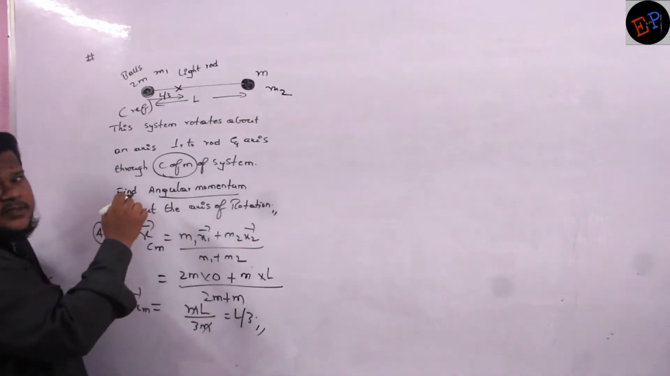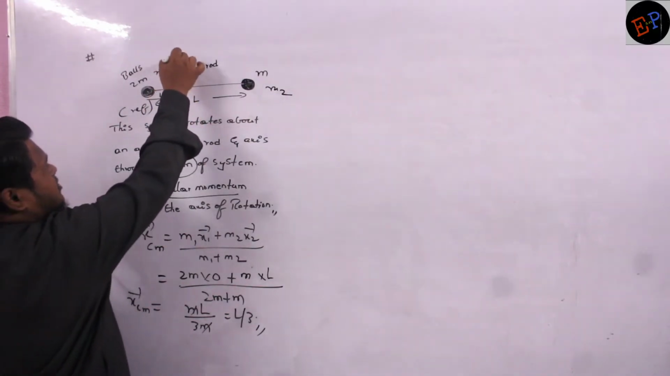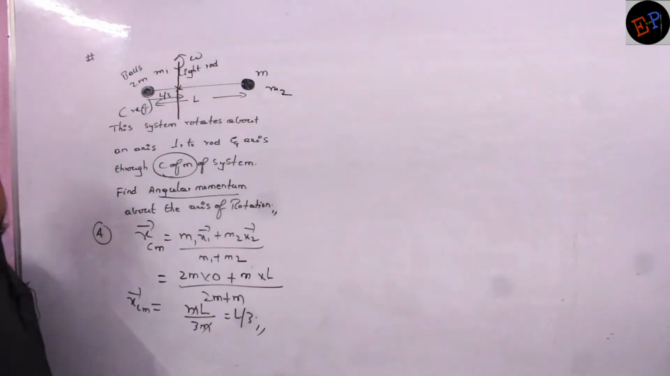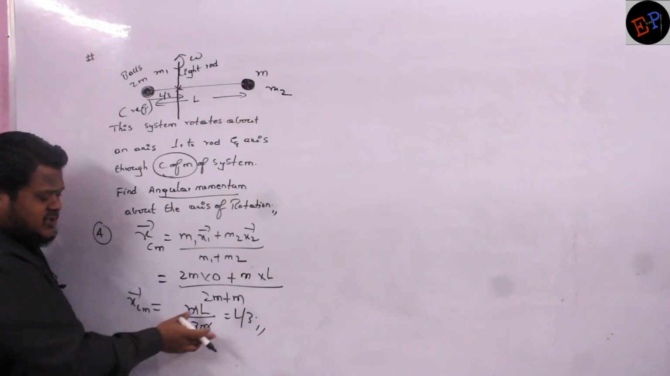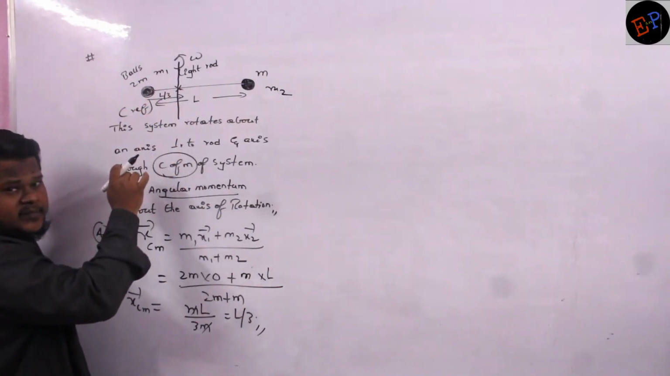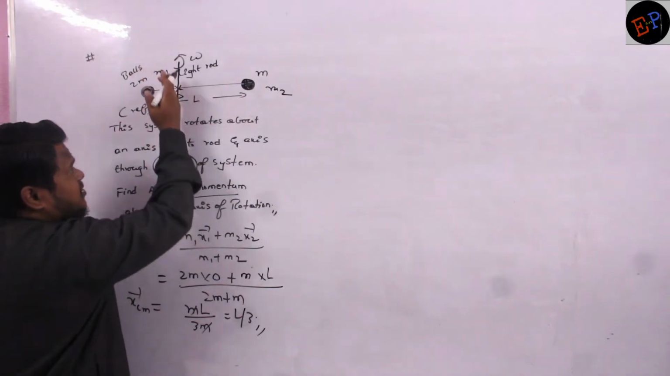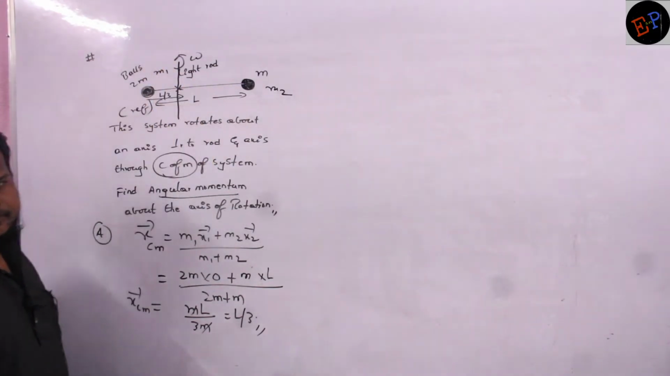So it means where is the axis? Axis is passing from here. This is the axis of rotation. Okay, is it understandable? First of all, we have identified the position of center of mass. We have understood that it is present at L by 3. Clear, no? So from this center of mass, the axis is passing and this total system will rotate.